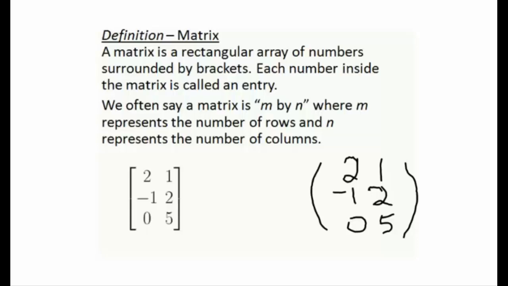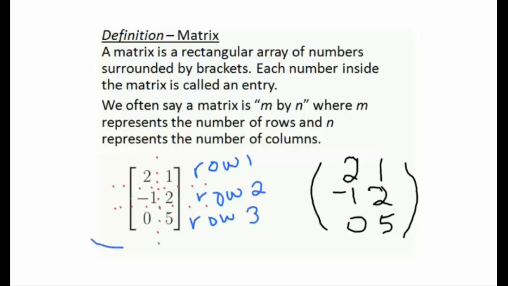So I could divide this matrix up at the bottom into its 6 entries. For example, here we have row 1 are the numbers 2 and 1. Row 2 are the numbers -1 and 2. And finally, row 3 is 0 and 5. Similarly, we have 2 columns. Our first column is 2, -1, 0. So this is column 1. And we have a second column here, 1, 2, 5.